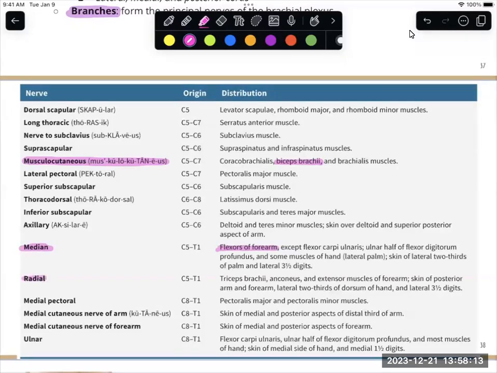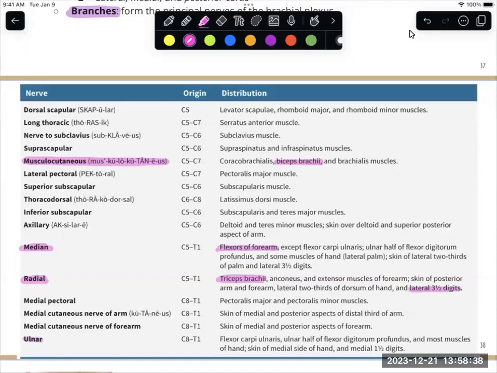Radial nerve. This goes down the back of your arm. So it goes to those triceps. It allows you to straighten your arm. It also goes to the lateral 3.5 digits. So that pinky, that ring finger, and part of that middle finger.